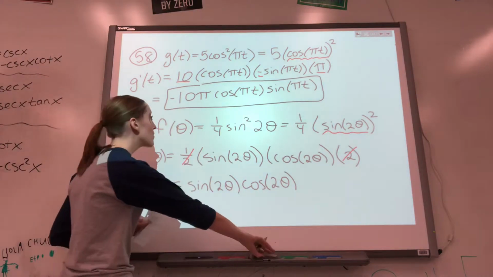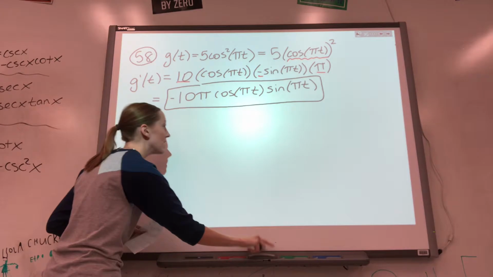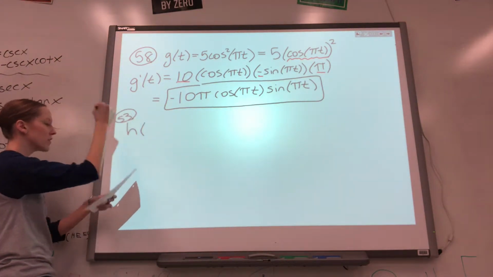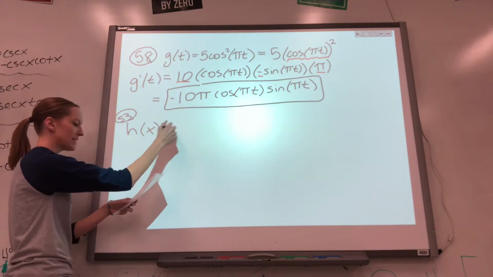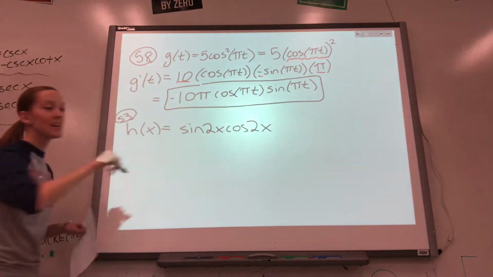On 53, I like this one. It probably requires the product rule. This is 53 here. H of x equals sine of 2x cosine of 2x.